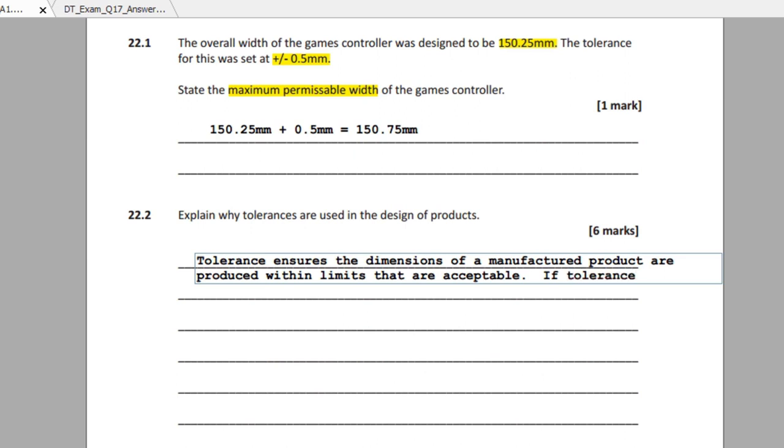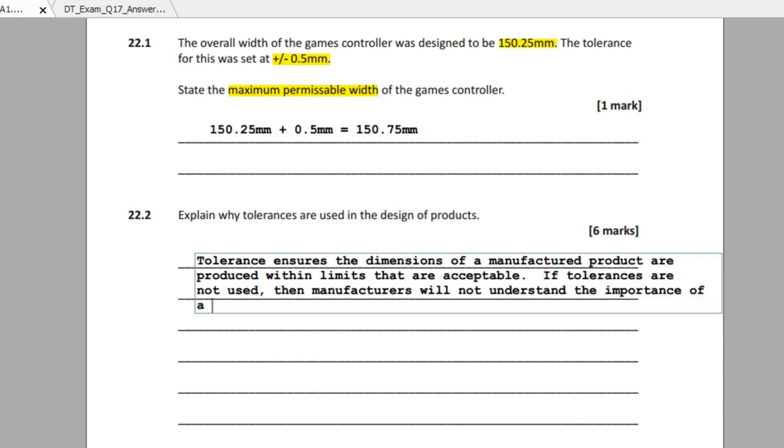If tolerances are not used, then manufacturers will not understand the importance of a dimension. So basically, a designer will actually specify the tolerance. Okay, so the types of tolerance, the smaller the give or take, the more accurate the design will be.